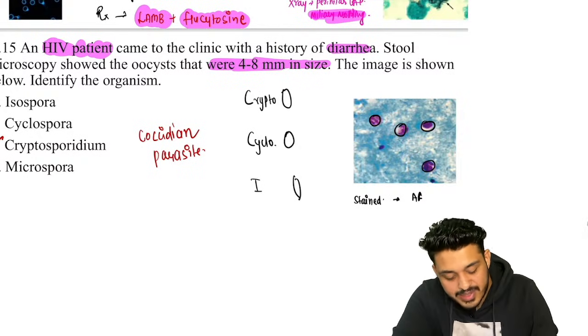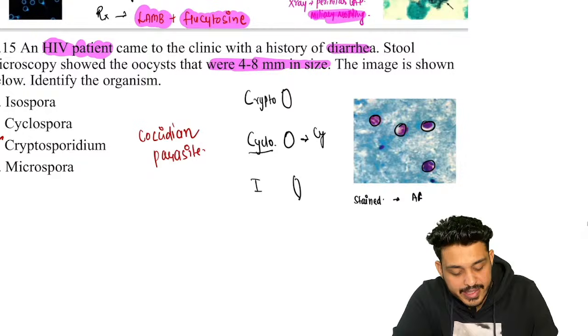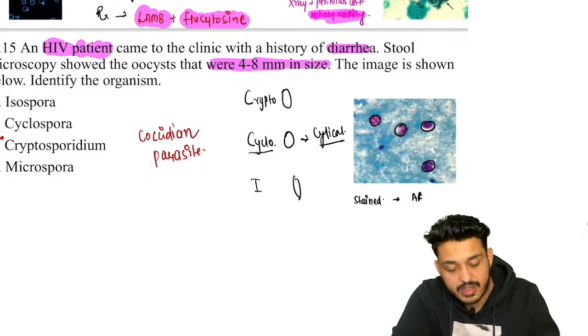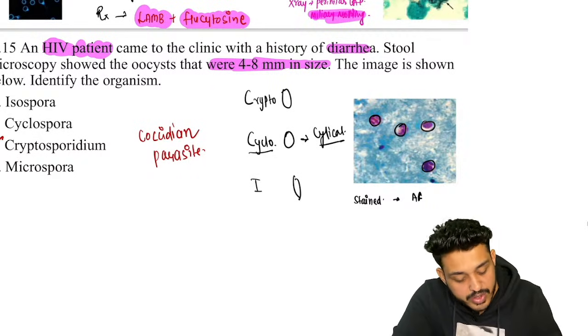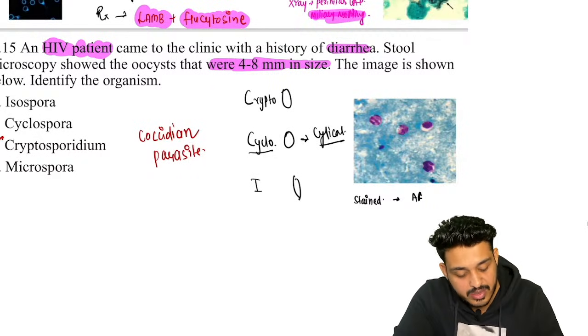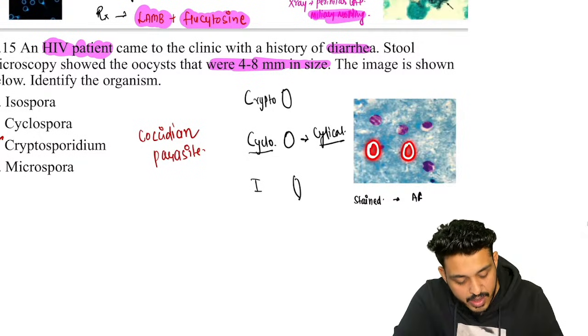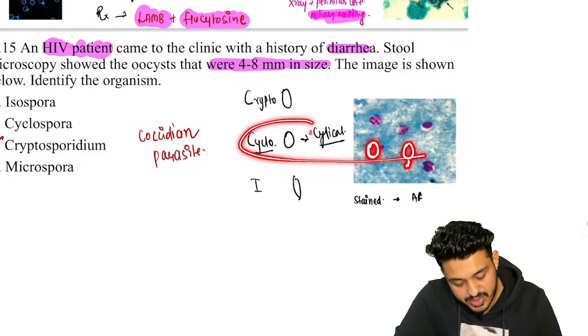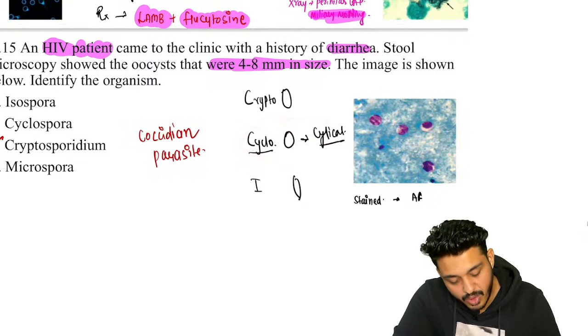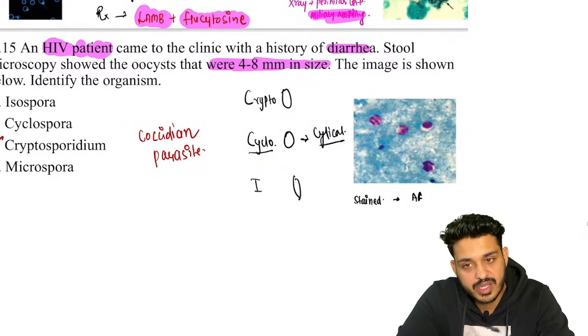You have to remember that cyclo is going to show you cyclical change. Cyclical change means it's not necessary that all of them are going to get stained. Some of them are not going to get stained. So sometimes you will get a picture where you have one or two that are not stained at all. So this is going to be cyclospora. If all of them are stained, you have to think about cryptosporidium.